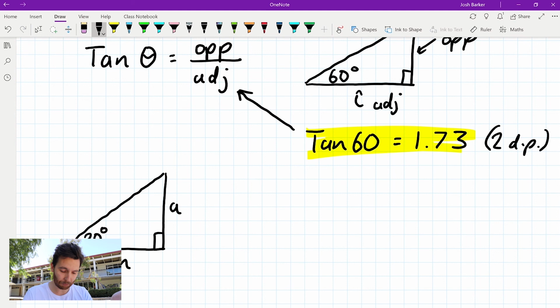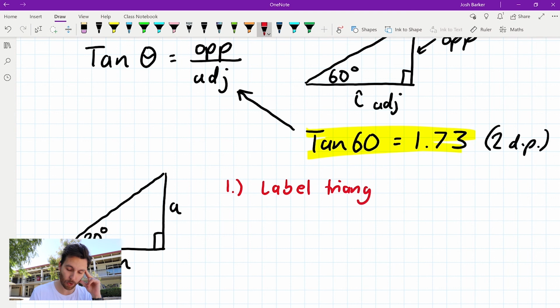Because we've got one unknown there, we can use our tangent ratio to solve for the thing that we don't know. So what I'll get you to do is also write down the steps that we'll use to solve this problem. Like when we did Pythagoras, we're going to label the triangle to begin with. We're going to write the ratio down, as in tan of the angle equals opposite over adjacent.